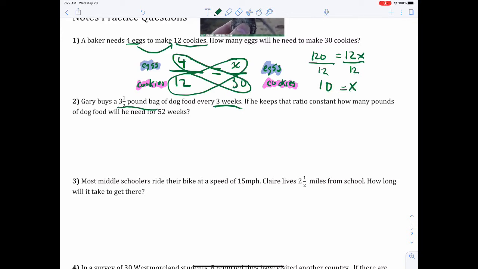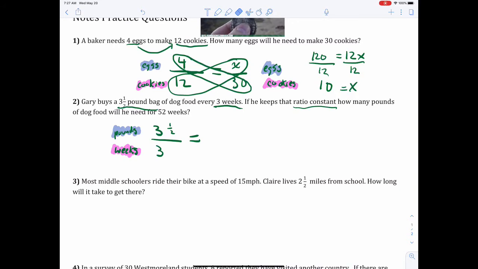All right, so you get that feel. It's like, well, if this is true, then what are we gonna need in the future if the ratio is constant? So we can set up a proportion for these. So we got 3.5 pounds. I'm gonna put pounds right here, and that's all over 3 because he uses 3.5 pounds in 3 weeks. Okay? And then we're going to keep that proportion constant, set it equal to each other, and now we have 52 weeks. So 52 is 52 weeks.